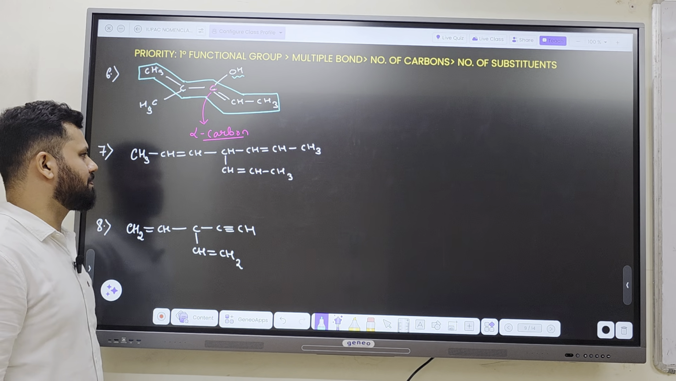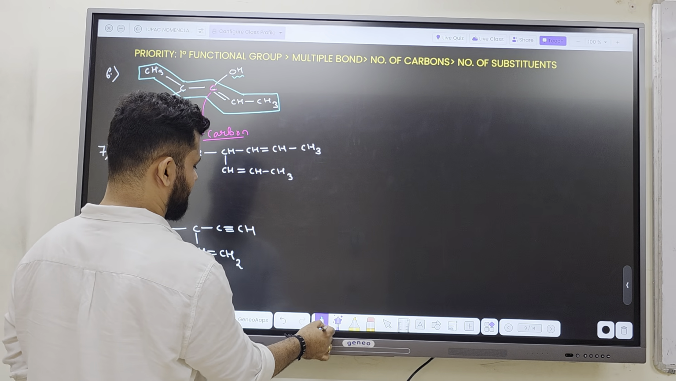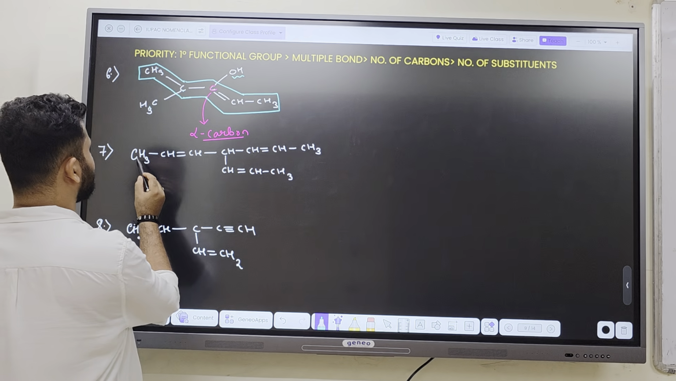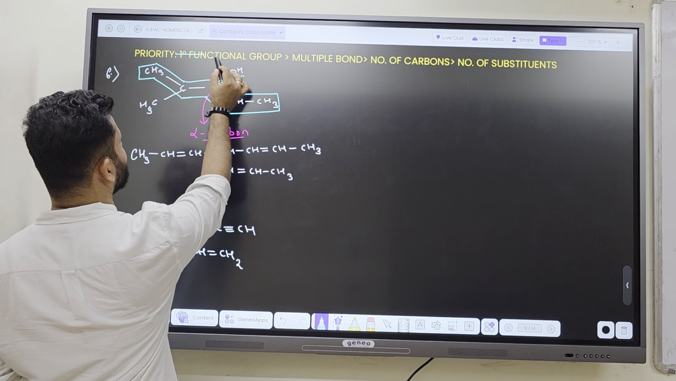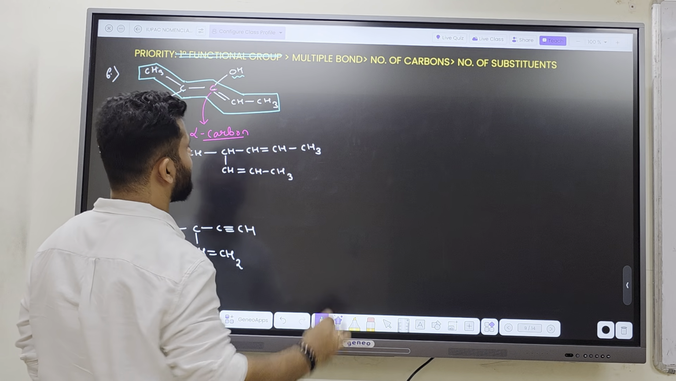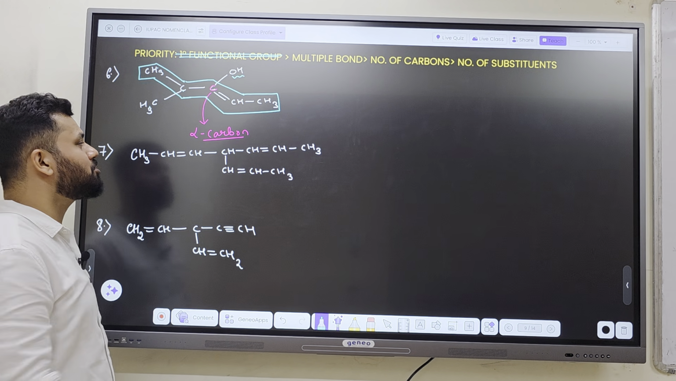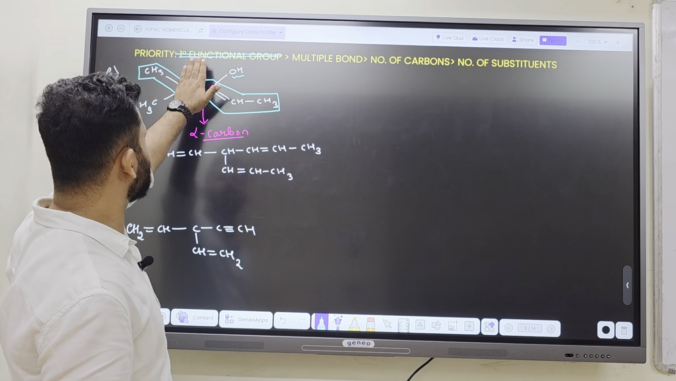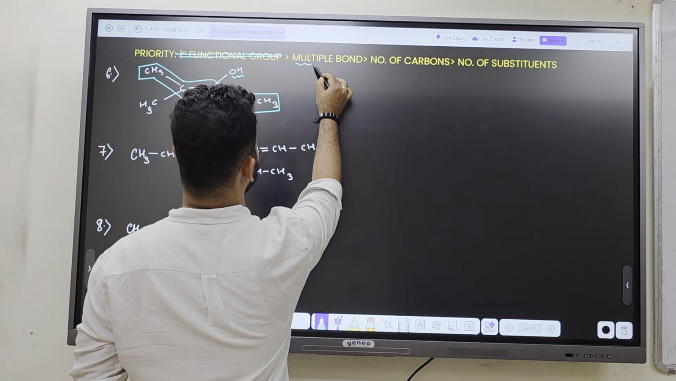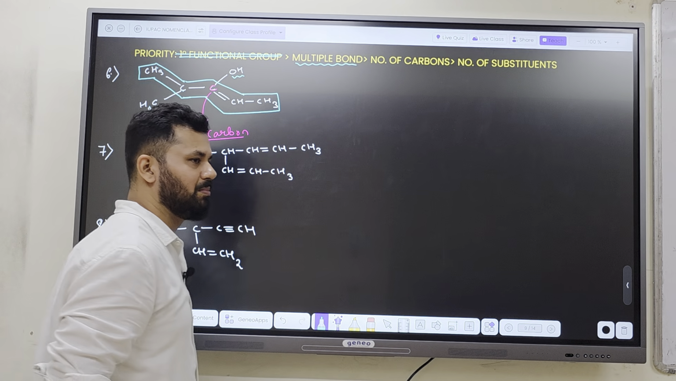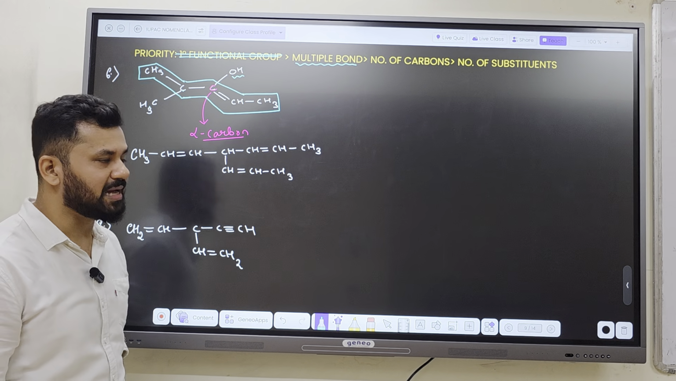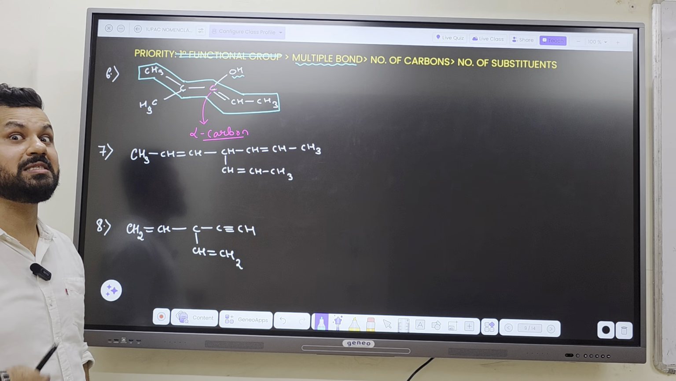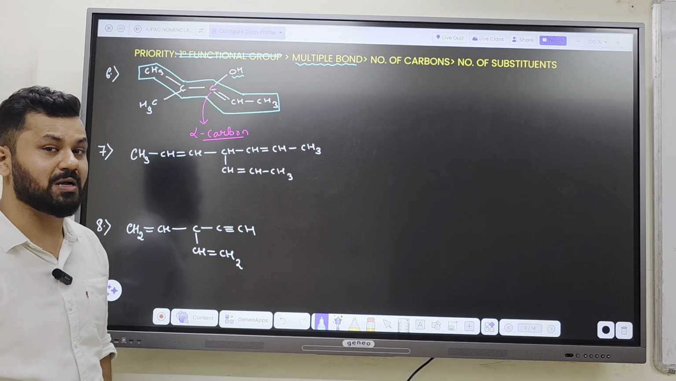Coming to example number 7. We check which is our functional group, and you will find out that there is no functional group. Therefore, the first priority of functional group cannot be used to select the PCC. Then, since the conflict cannot be resolved over here, we move to the next step in priority, that is multiple bond. Sir, what does that say? It says that you have to select a carbon chain such that it has maximum number of multiple bonds. You have to increase the number of multiple bonds as much as possible.